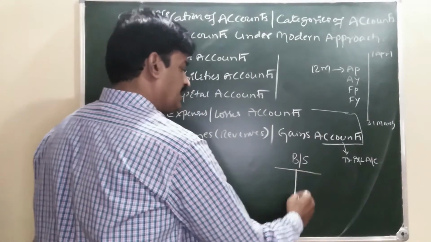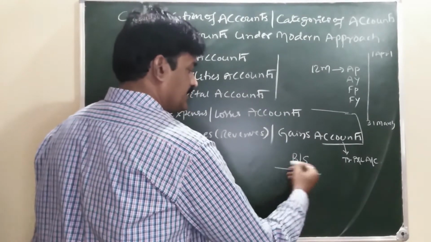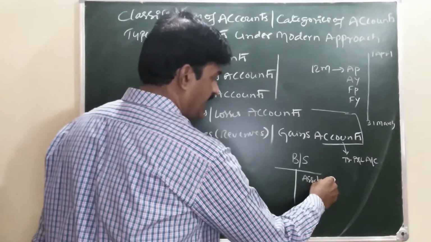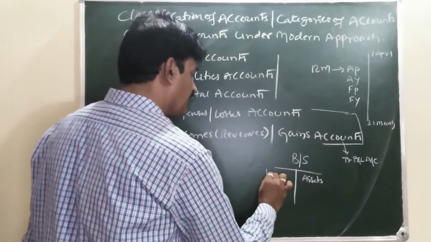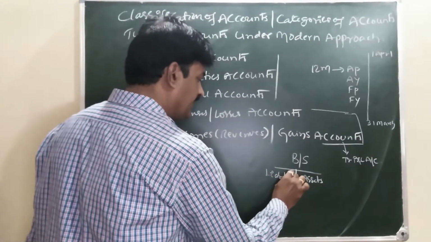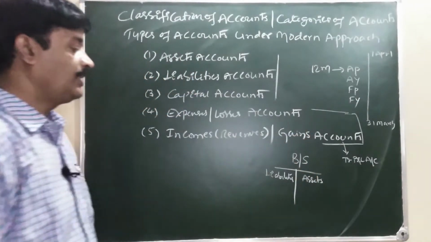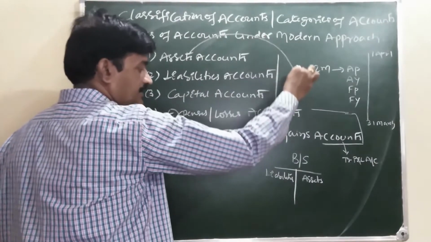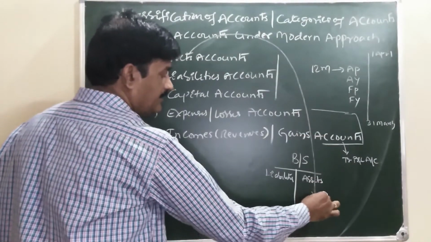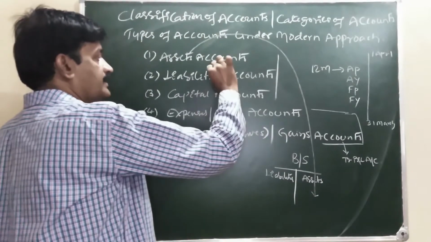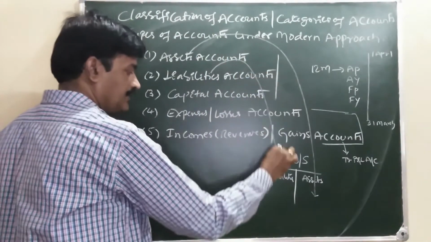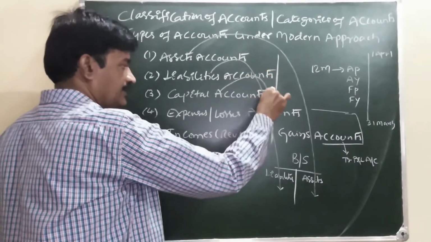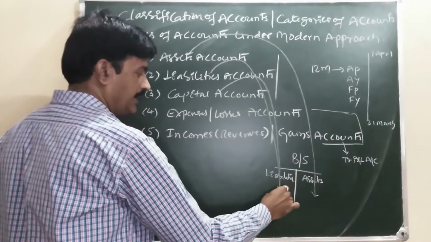The balance sheet is a statement divided into 2 parts. The right hand part is called assets side. The left hand is called liabilities. Assets are shown on asset side. The balances of liabilities are shown on liability side. The capital, that is inner liability, is shown on liability side.